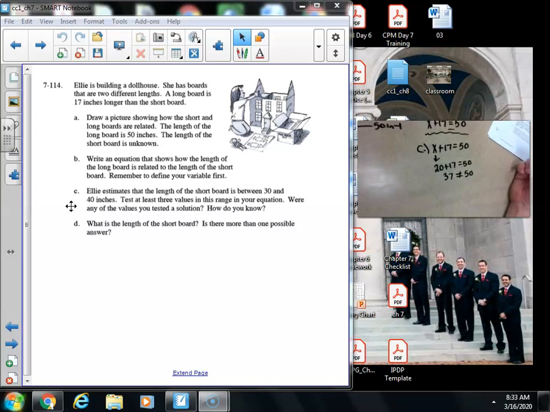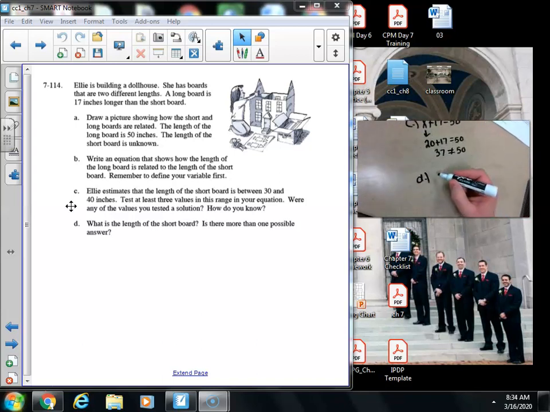Letter D. What is the length of the shortboard, and is there more than one possible answer? So in letter C, we were using the equation that we wrote in letter B: x plus 17 is equal to 50. And we are trying to find out a value that we can plug into x to make this statement true.